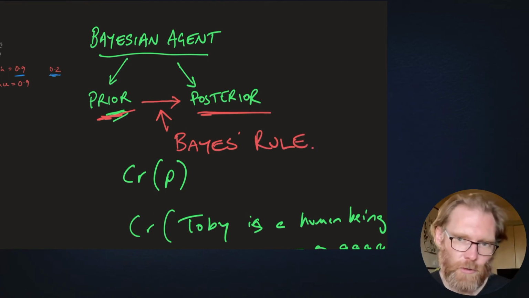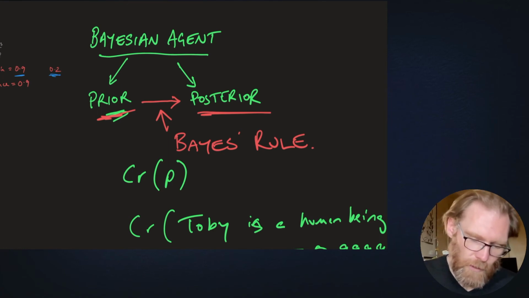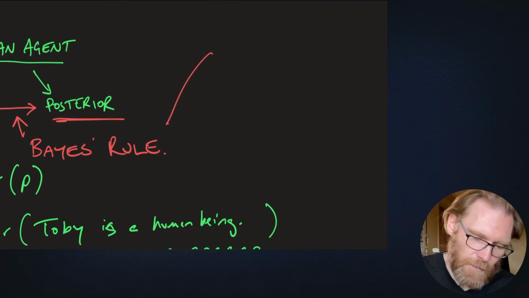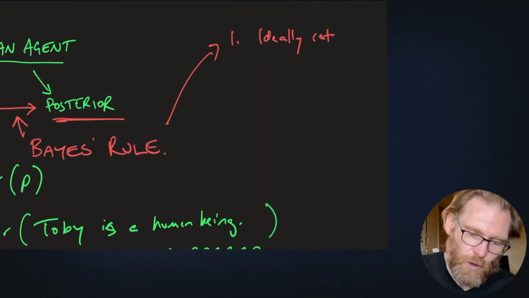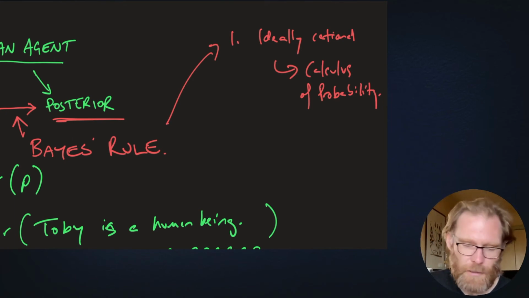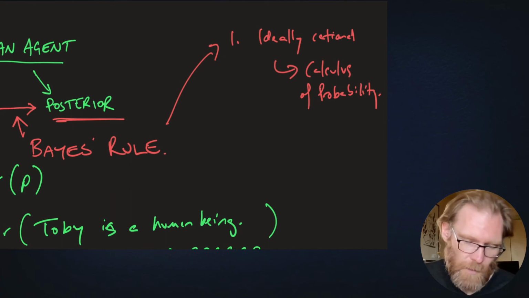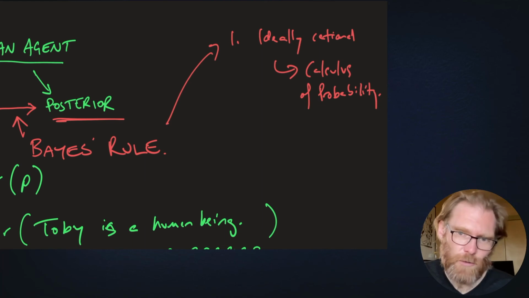You can go and watch other videos on YouTube if you want to know what Bayes' rule is, but for our purposes, I just want to emphasize a couple of things about Bayes' rule. One, it's kind of ideally rational in a sense. It follows from the calculus of probability, right? So from pure math, you get Bayes' rule. It's not some new discovery outside of probability theory. It's just straight probability theory. It's just a very handy way of representing probability theory. And so, in a sense, all rational agents should follow Bayes' rule.